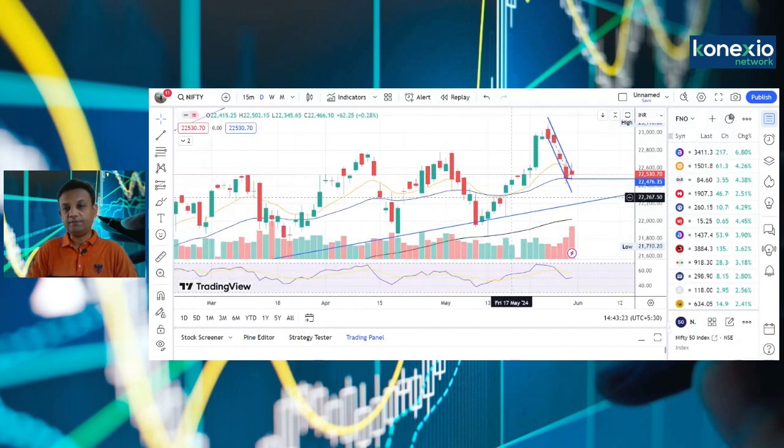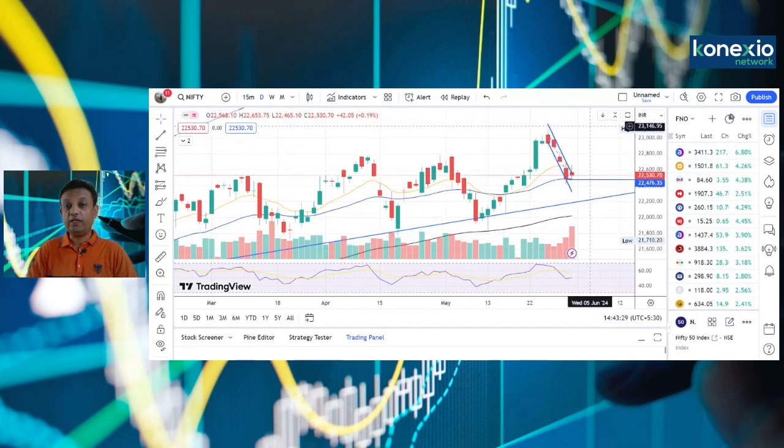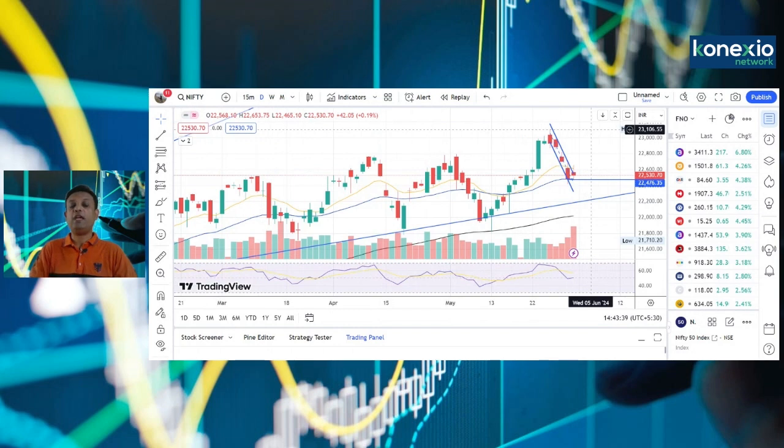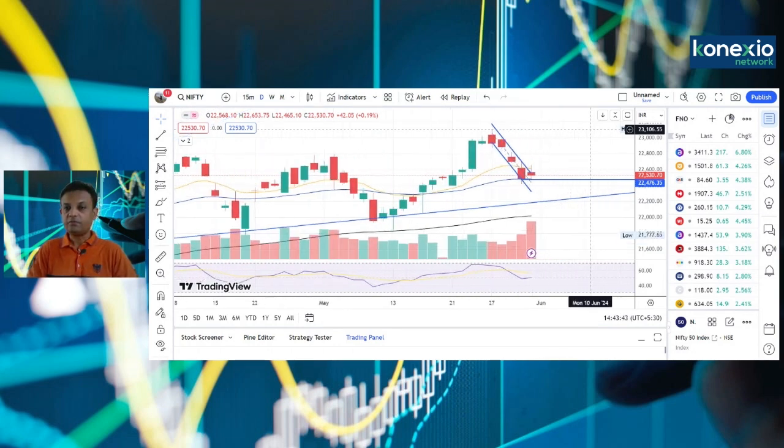Prior to that, in the last week, we have seen that Nifty had seen a very sharp correction from the levels of almost 23,110 odd marks till the levels of 22,476 in a very short span of time, and we have been expecting this kind of profit booking from the higher levels.